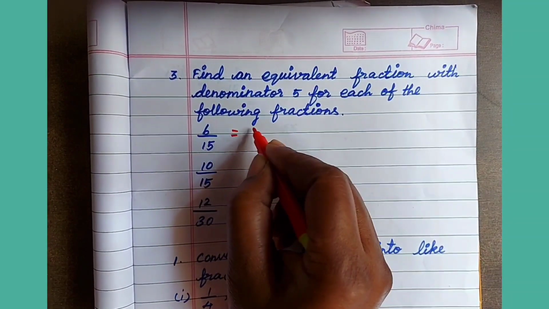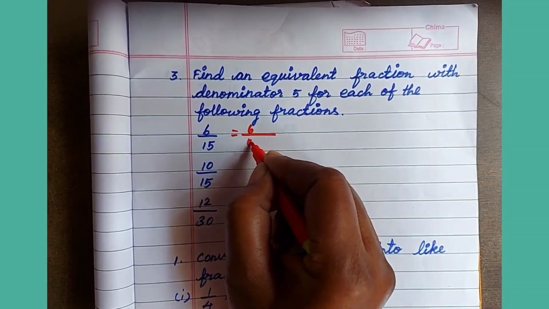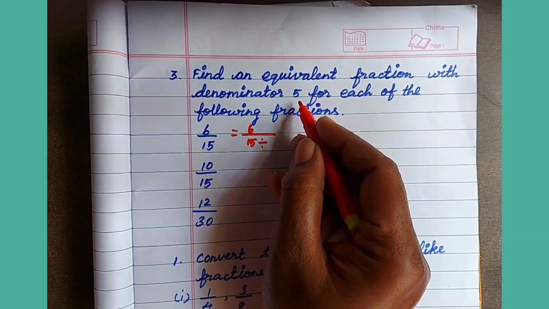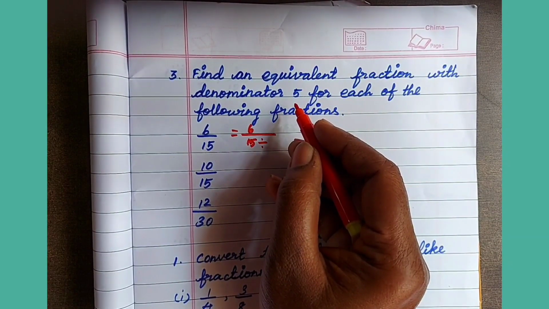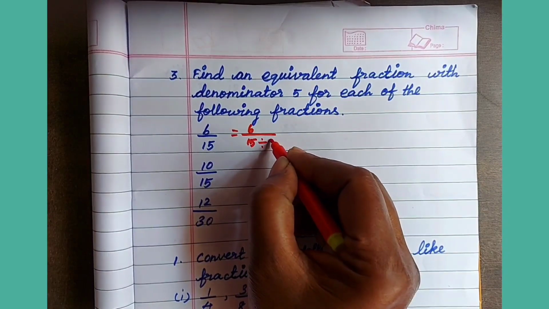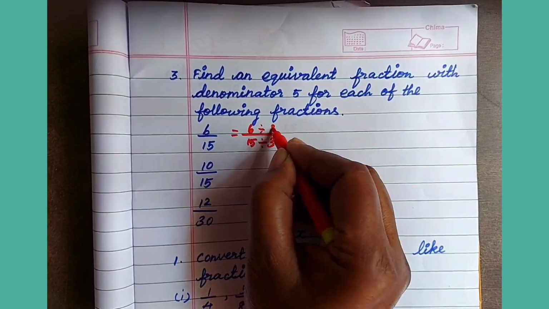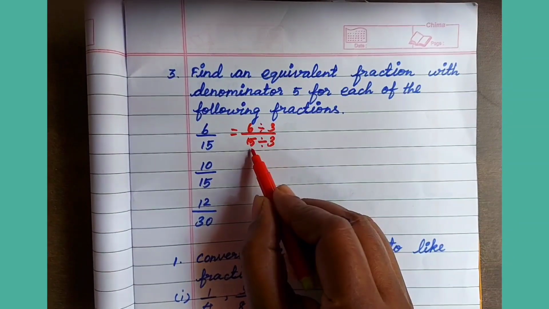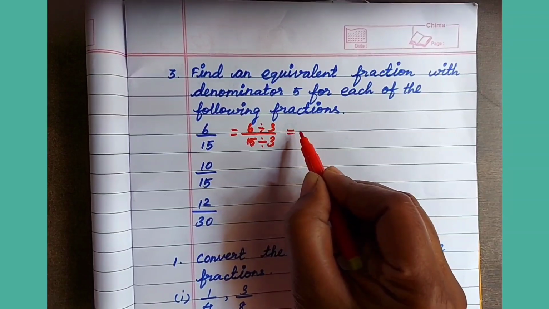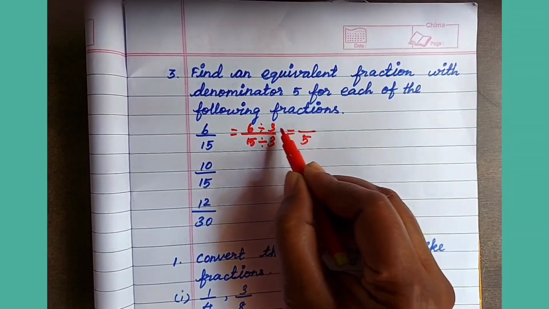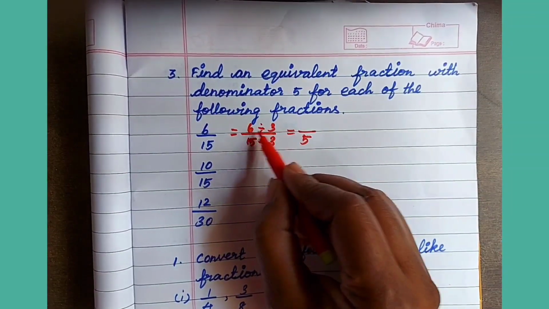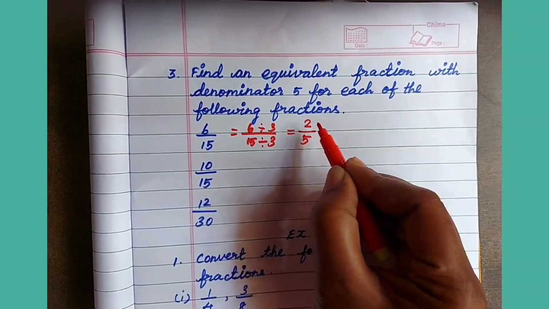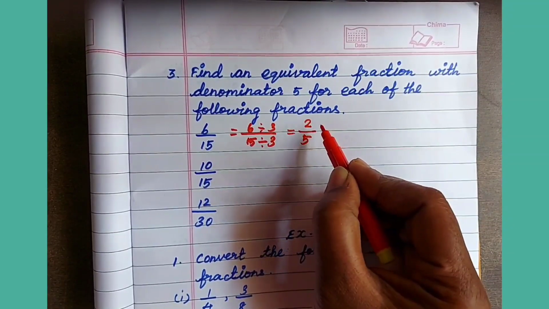First value, 6 by 15. Which table do we divide 15 by to get 5? We find the 3 table: 3 5s are 15. So we get the denominator value 5. For the numerator 6, dividing by 3: 1 3s are 3, 2 3s are 6. So 2 by 5 is the fraction value.